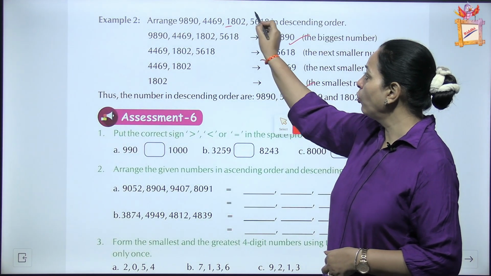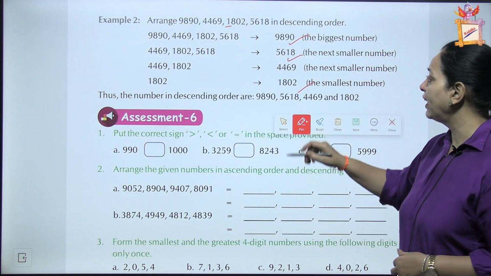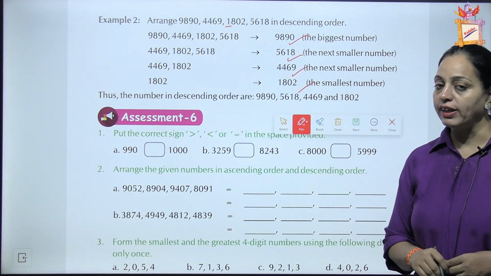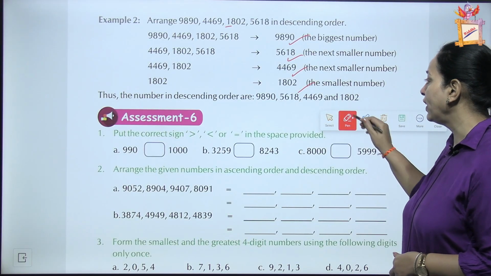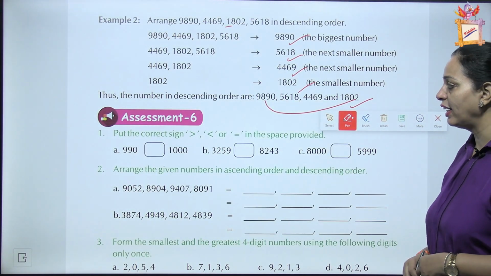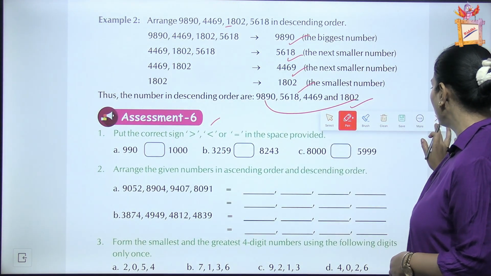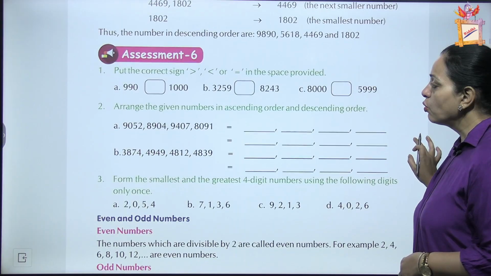और अब जो बाकी की दो नंबर हैं उनको देखेंगे. So 5618 and then 4469. Now write in sequence greatest to smallest. This is the descending or decreasing order. I hope this is clear to you. Now my dear children, do assessment 6.